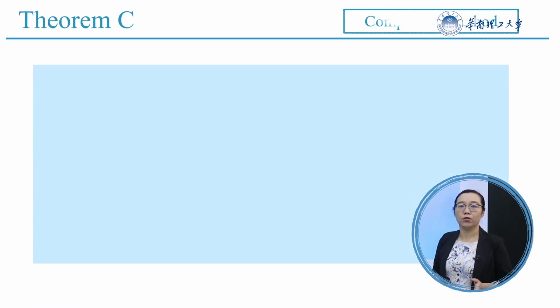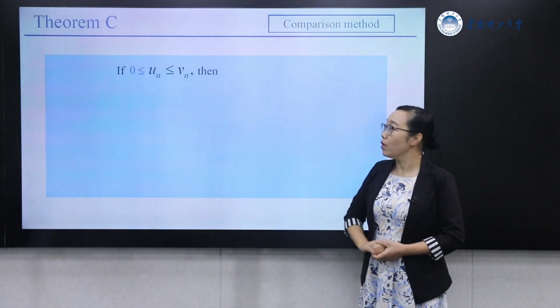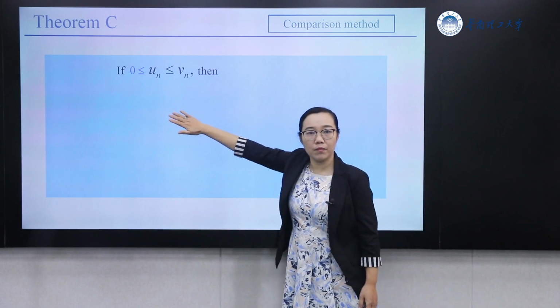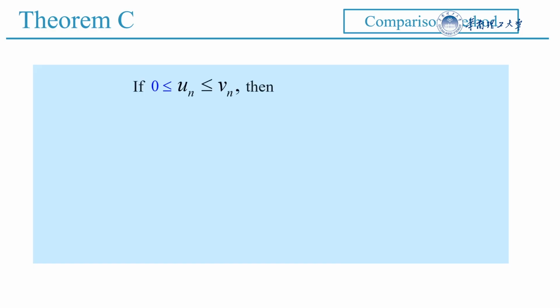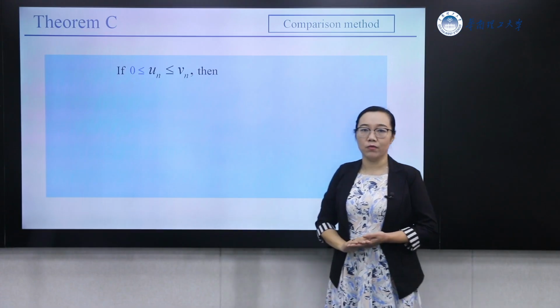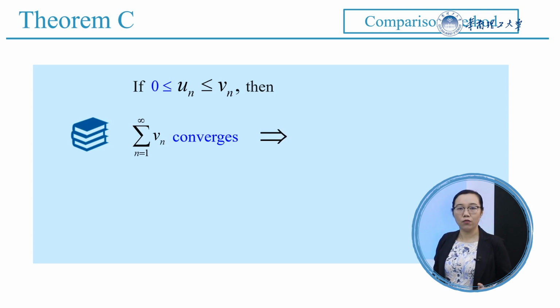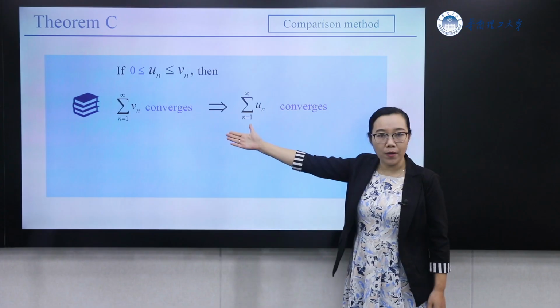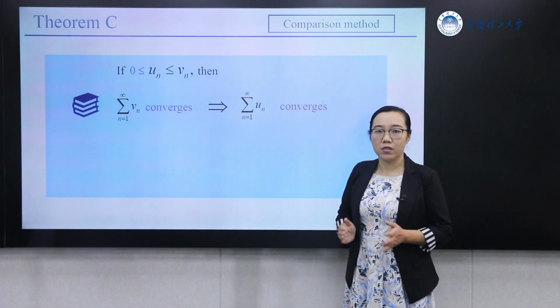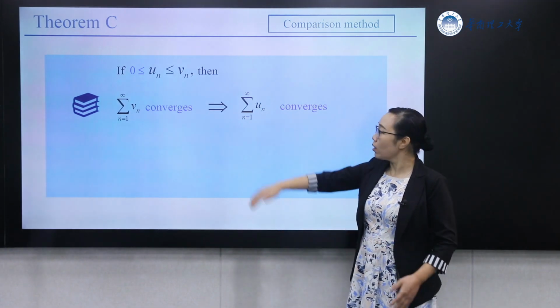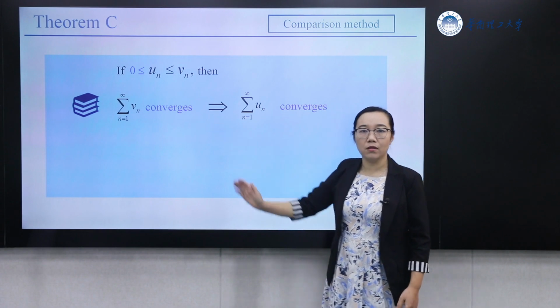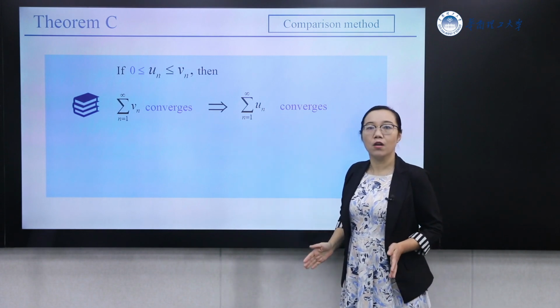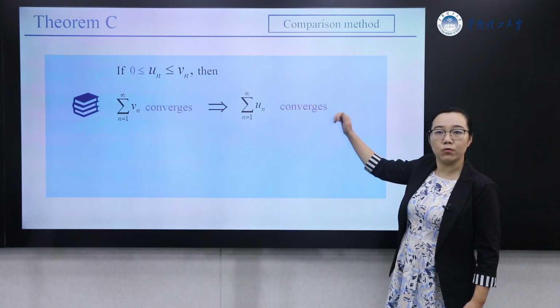We continue to study theorem C. Pay attention to the given condition. If un is less than or equal to Vn and non-negative, we will have the following two important properties. Case 1. If the summation of Vn converges, then the summation of un will converge too.